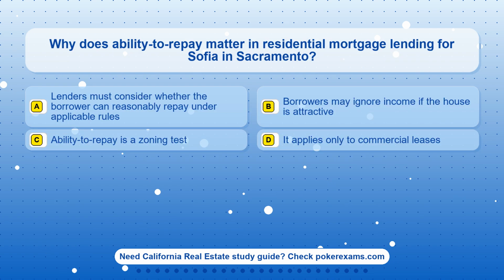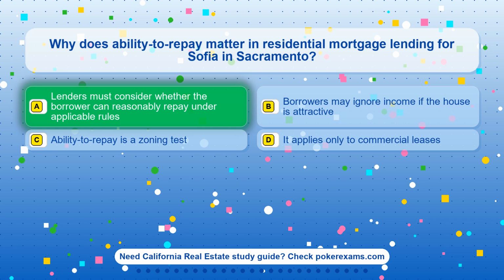Question 24. Why does ability to repay matter in residential mortgage lending for Sophia in Sacramento? Option A. Lenders must consider whether the borrower can reasonably repay under applicable rules. Option B. Borrowers may ignore income if the house is attractive. Option C. The ability to repay is a zoning test. Option D. It applies only to commercial leases.